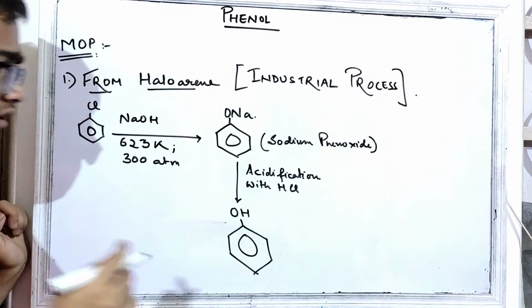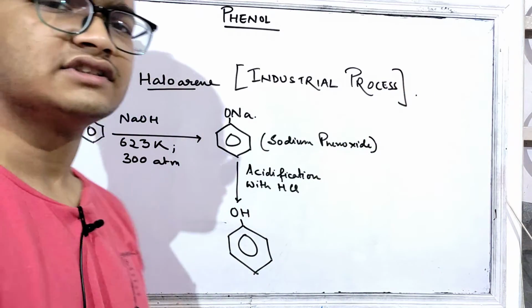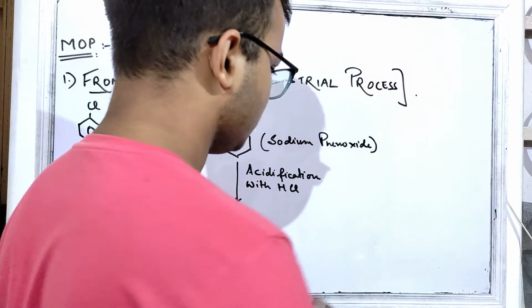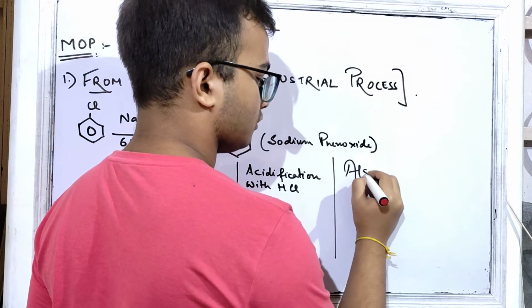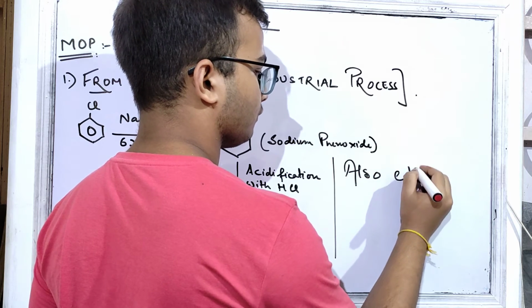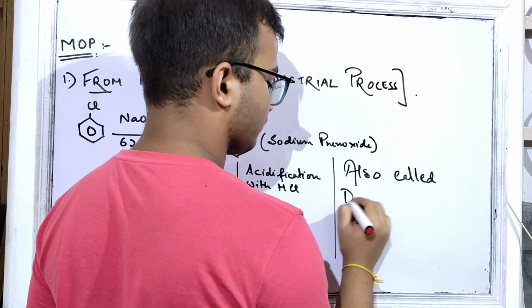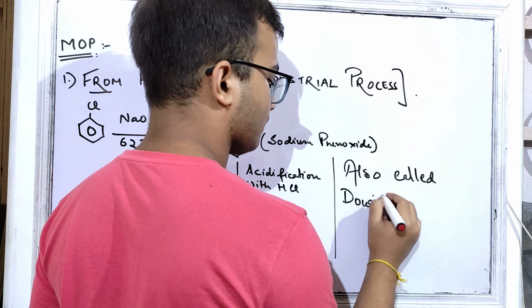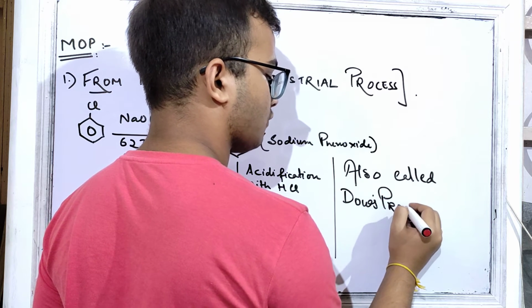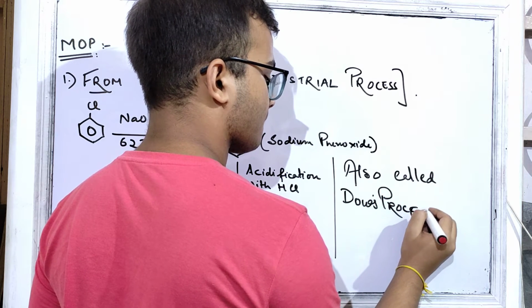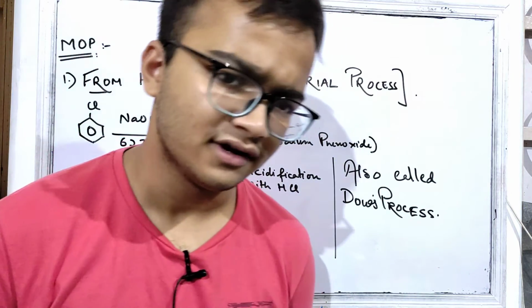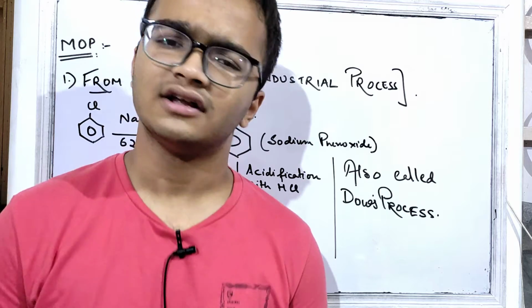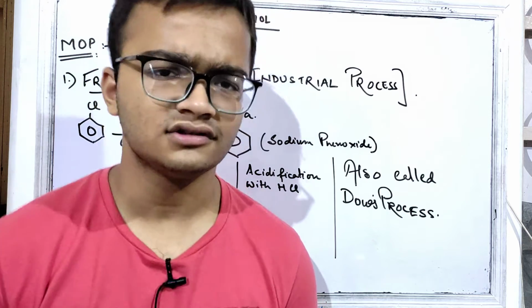This process also has a name, which is called the Dow process. So let's write here, also called Dow process. So this was all about the preparation of phenol from haloarene. Next we will discuss the other methods of preparation. So copy it up to this much.